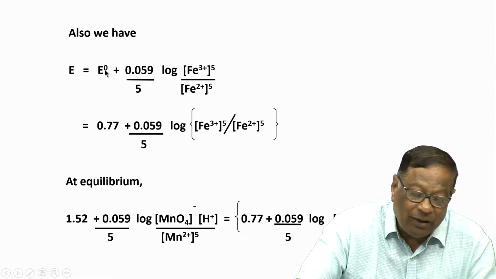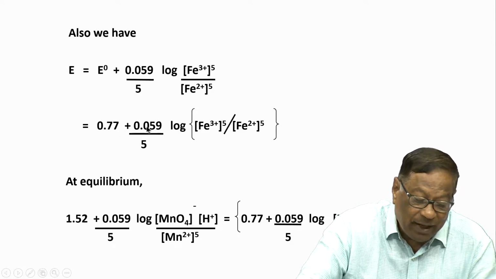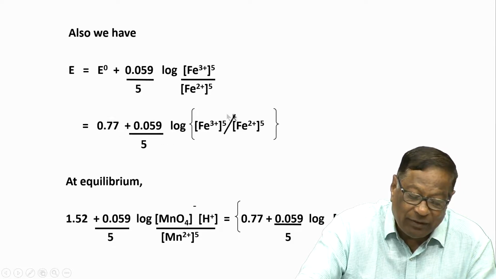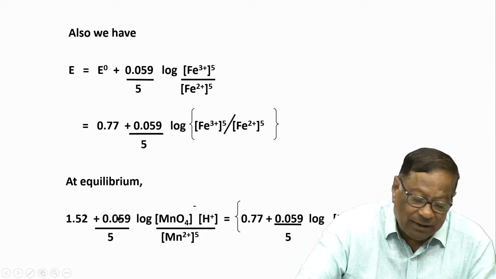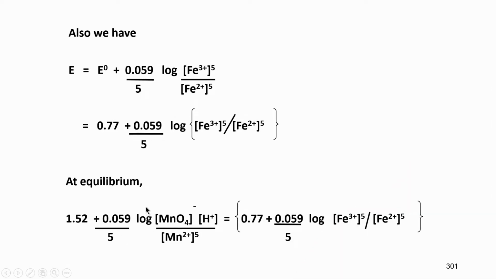So, if I again take the E naught value as known, 0.77 and 0.059 by 5, this remains the same. At equilibrium I can write that the left-hand side, the manganese-manganate half cell, the potential should be equal to the ferric-ferrous potential. So, for the manganese-manganic reaction, the E naught is 1.52 plus this, and I can write the equivalent iron system.